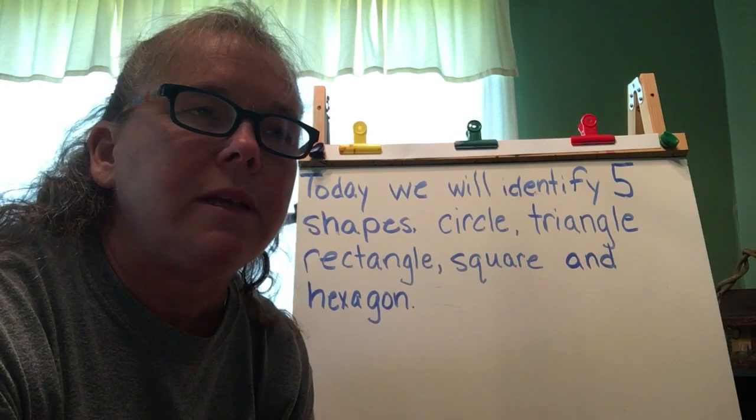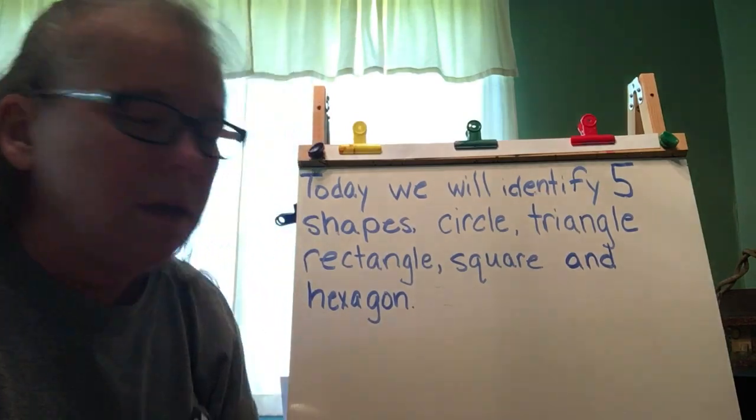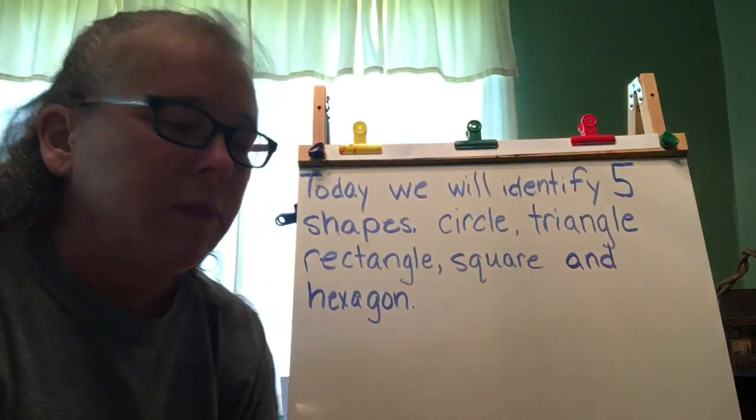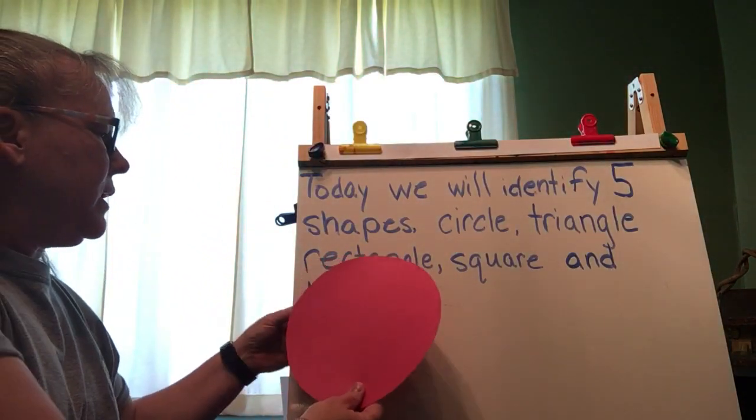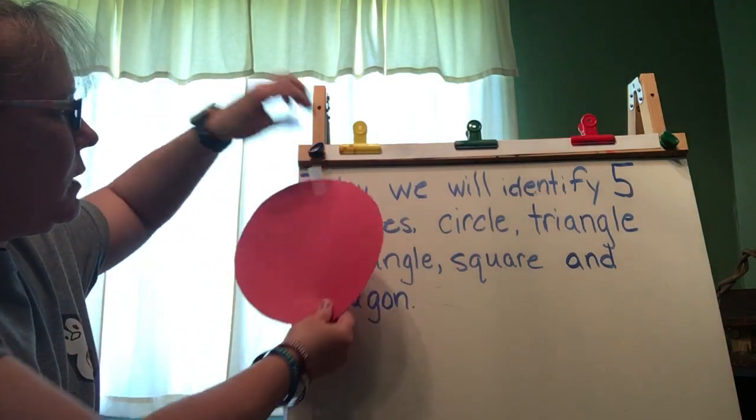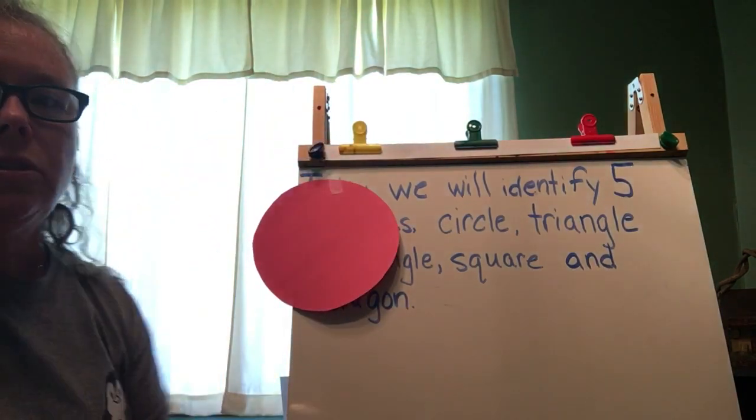Wow, what does vertices mean? Vertices is a corner of something. So let's start with the simple one. Today we're going to start with a circle. A circle could be nice and big, and I'm just going to tape these up here so we can refer back to them. A circle.